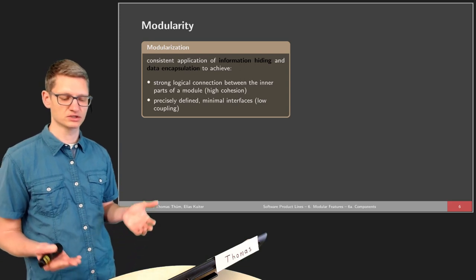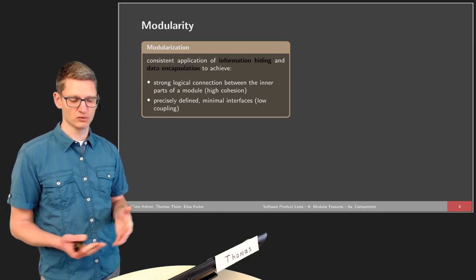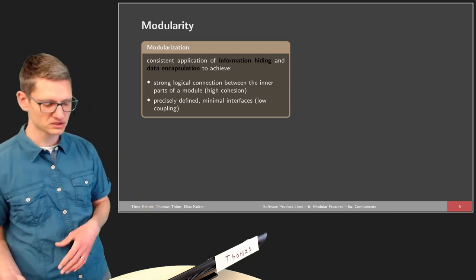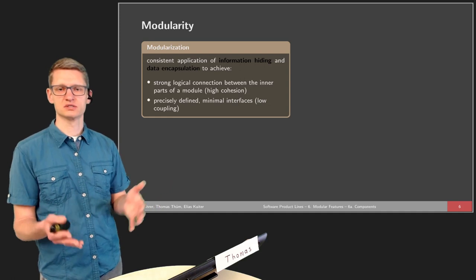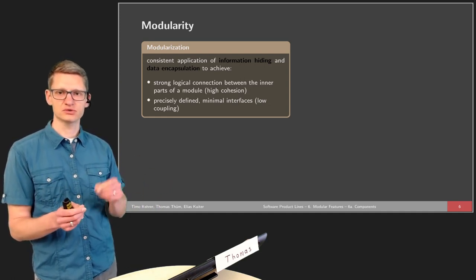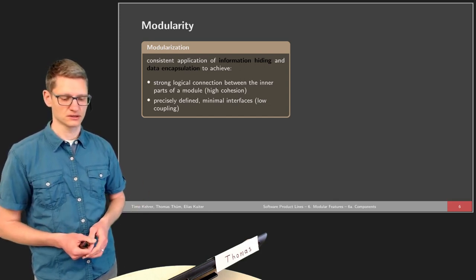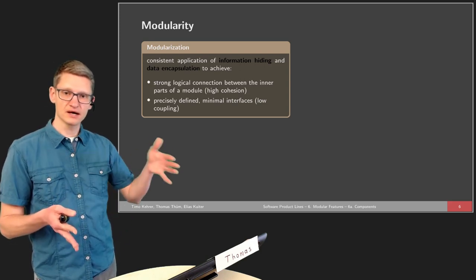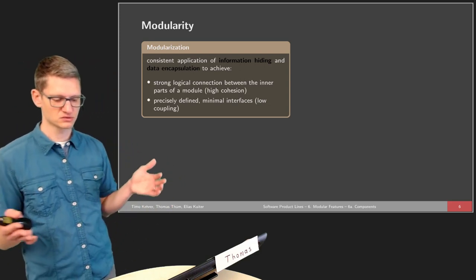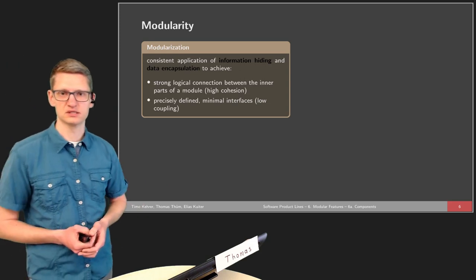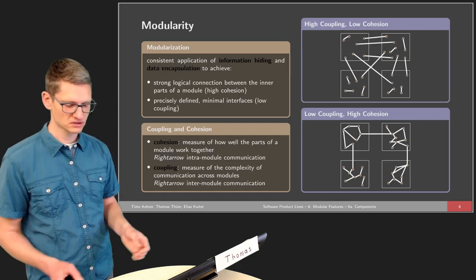Modularity is the consistent application of information hiding and data encapsulation. This means we want a strong logical connection between the inner parts of a module. There are some module boundaries, and within a module it's fine to have a strong connection between those parts, which is called cohesion. But on the outside, when it comes to communication between modules, we want minimal interfaces, as simple as possible, and this results in low coupling. We have some pictures on this.